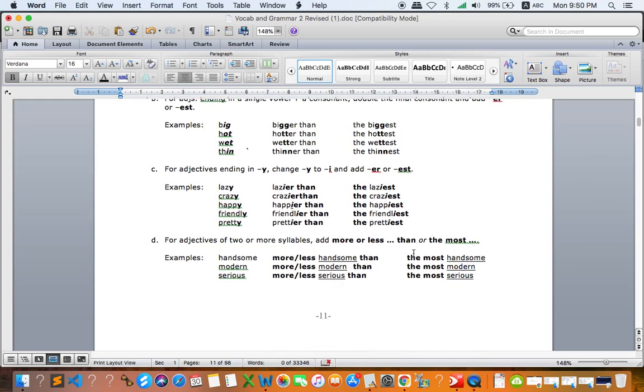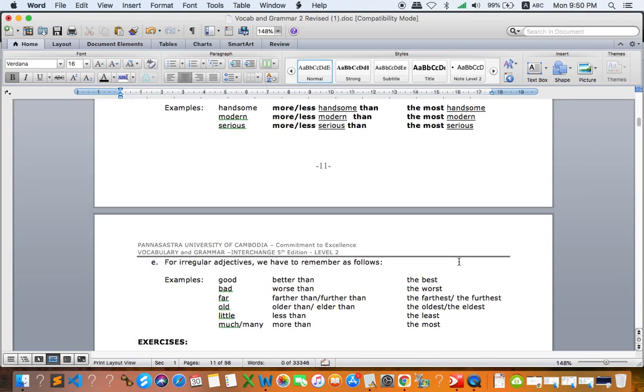All right, let's go to D, for adjectives of two or more syllables, everyone. It can be two, it can be more than two. Add more, less than, or the most. As you can see, handsome, we can say more handsome or less handsome; modern, serious. These are two syllable adjectives. If it is beautiful, that is more than two syllables, right? Then we also use more than, or the most when it comes to the superlative. Understand that?